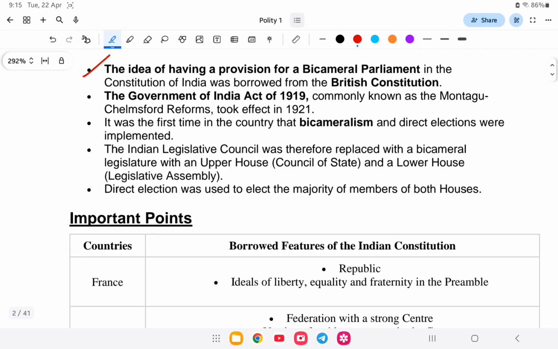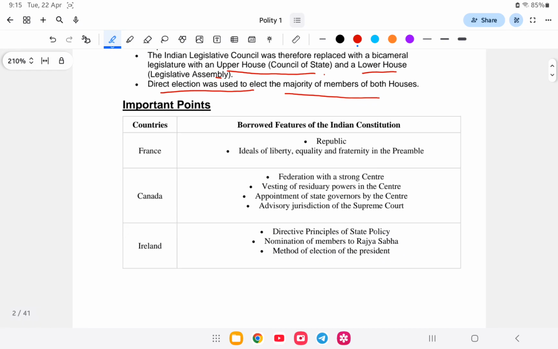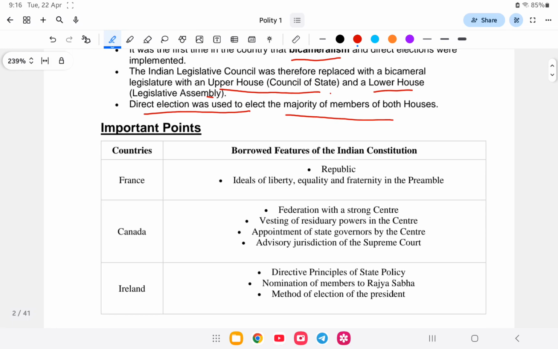The idea of having a provision of bicameral parliament was borrowed from the British Constitution. The Government of India Act 1919, commonly known as the Montagu Chelmsford Reforms, took effect in 1921. It was the first time that bicameralism and direct elections were implemented, and the Indian Legislative Council was therefore replaced by a bicameral legislature with the upper house and lower house, and direct elections were used to elect the majority of members of both the houses. Now let us see what are the important features.